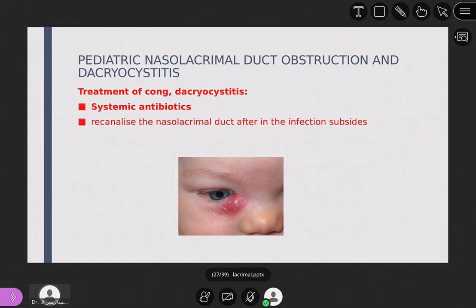Treatment of congenital dacryocystitis: systemic antibiotics. This is how it looks. The dacryocystitis, inflammation of the lacrimal sac in children. You just treat it, then the child most likely will need surgery to recanalize the duct.